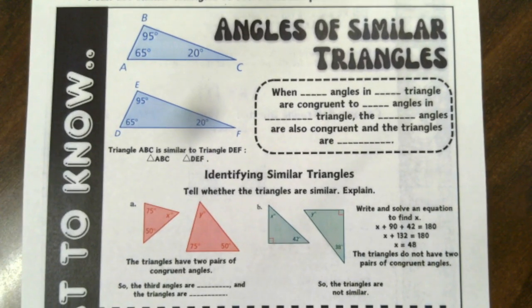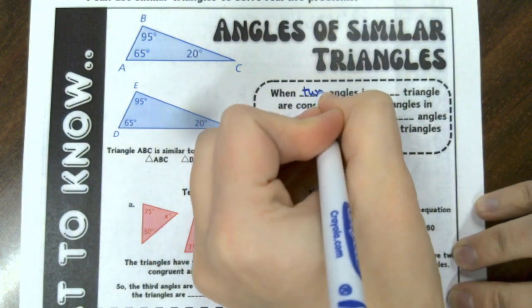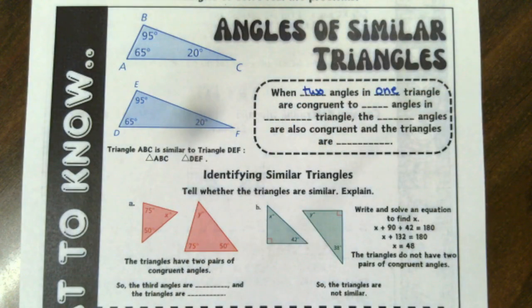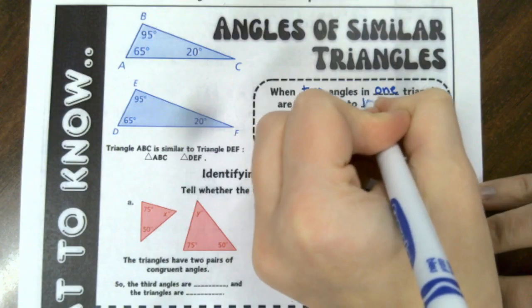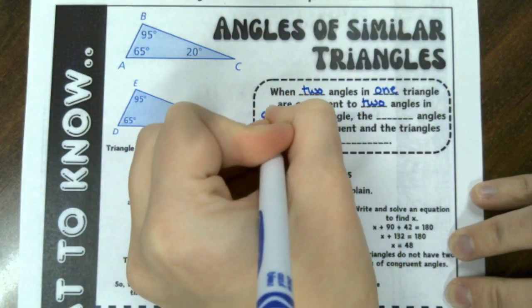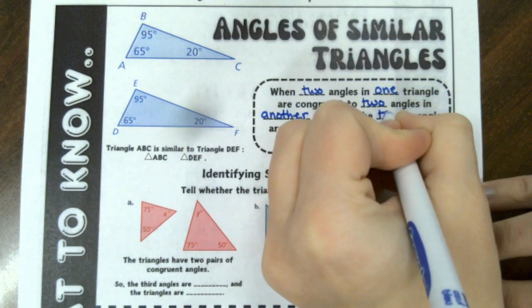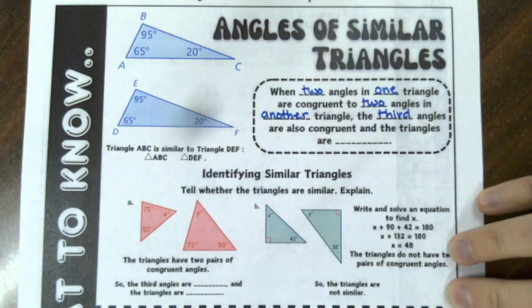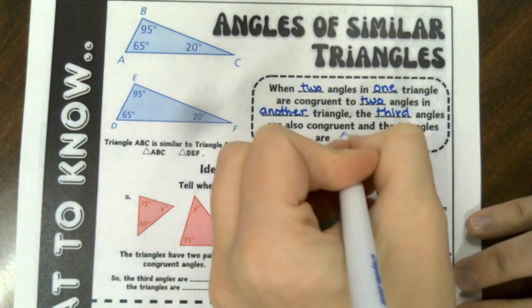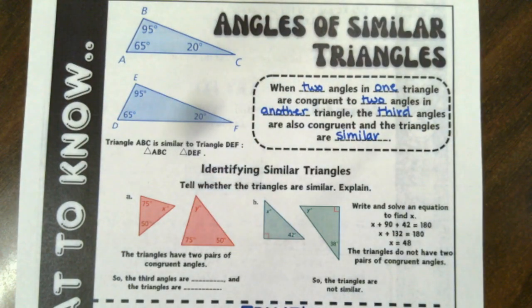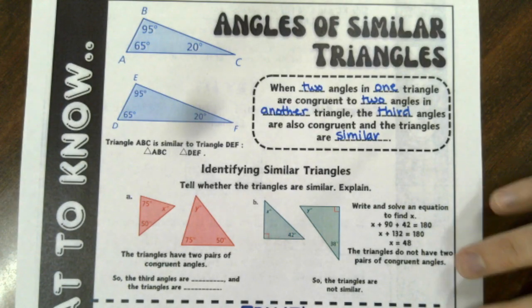Angles of similar triangles. So when two angles in one triangle are congruent to two angles in another triangle, the third angles are also congruent and the triangles are similar. What in the world does that mean? Okay, so when two angles in one triangle are congruent to two angles in another triangle. Okay, so let's look at this.